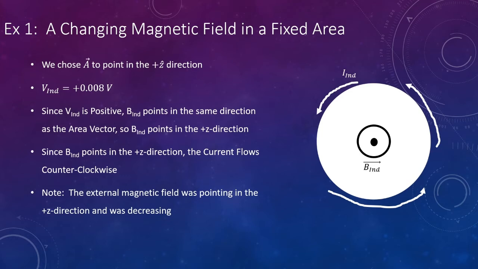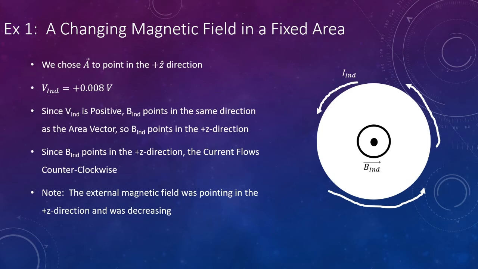Without doing any math, you can also determine that this induced magnetic field has to be pointing in the plus z direction, because if our external field was pointing in the plus z and decreasing, the induced magnetic field is going to oppose whatever change is occurring. So since our external field was, I guess, becoming less in the plus z direction, the induced magnetic field is going to make up that difference by going in the plus z as well.